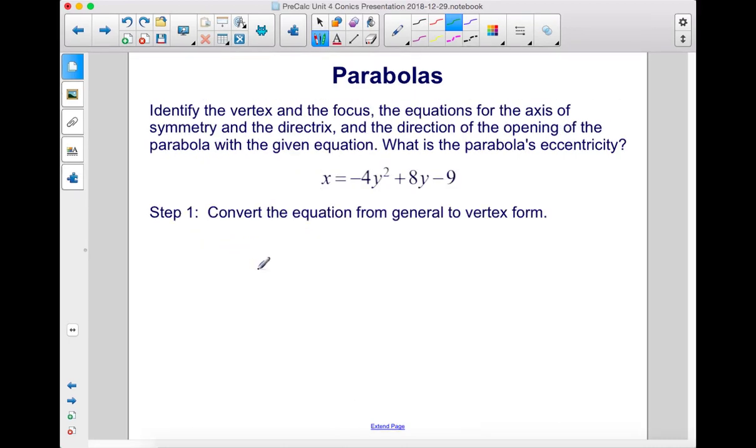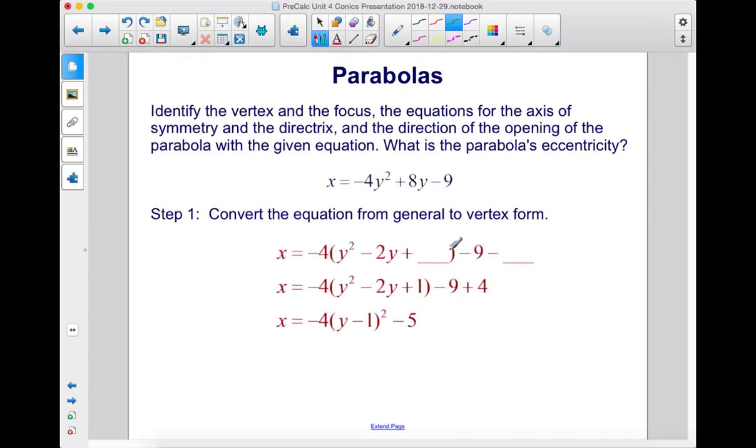Identify the vertex and the focus, the equations for the axis of symmetry and the directrix, and the direction of the opening of the parabola with the given information. What is the parabola's eccentricity? Step 1. Convert the equation from general to vertex form.